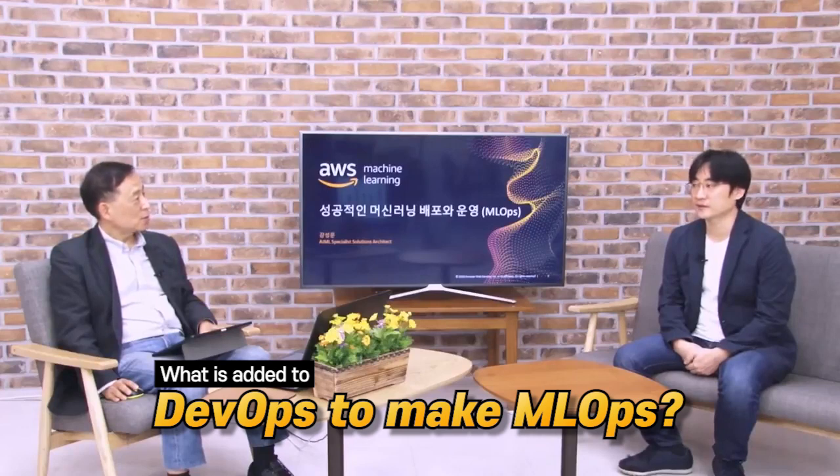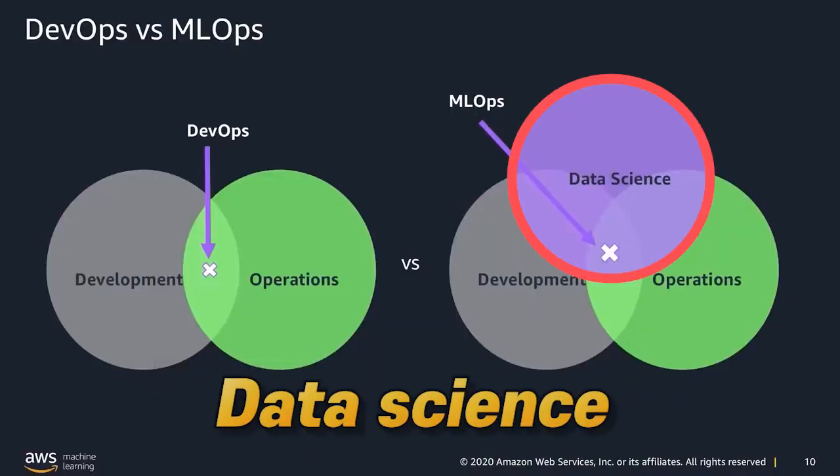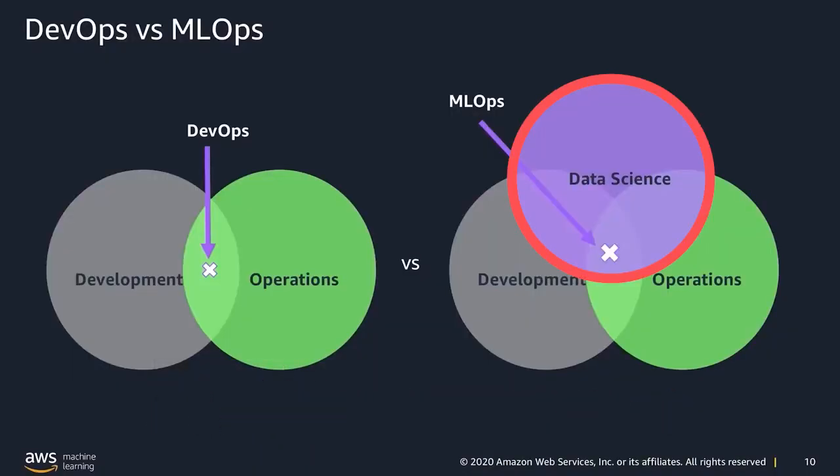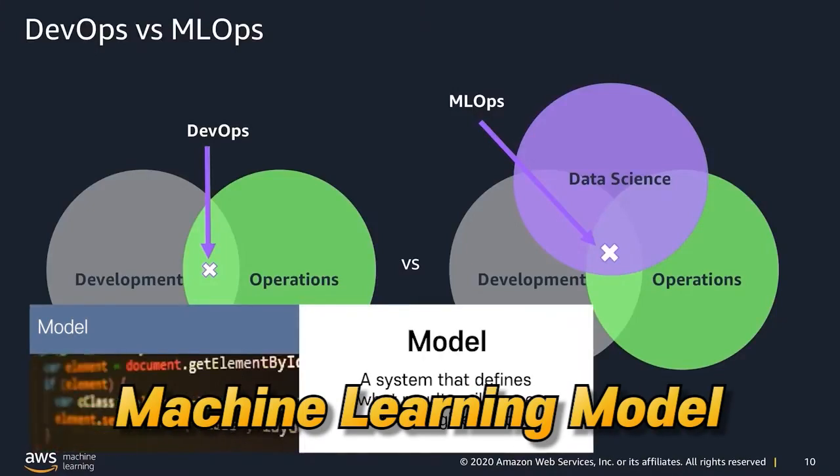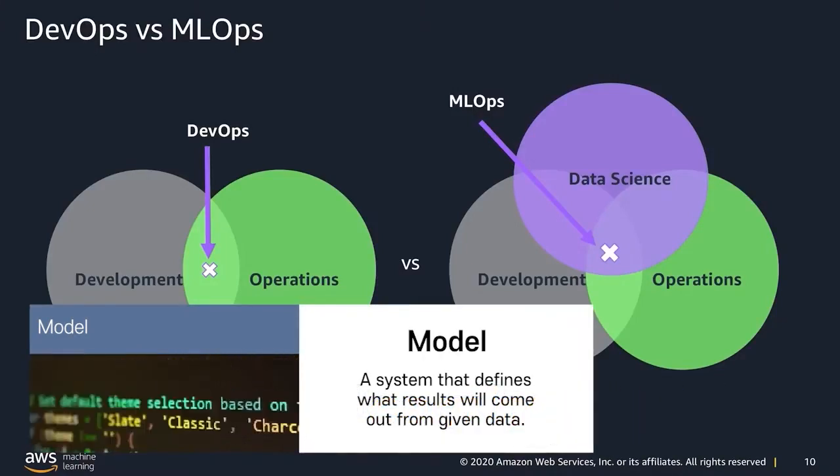The term DevOps is widely known now, but what exactly is added to DevOps to make MLOps? Please explain simply. Data science is added. If DevOps refers to the process of creating and managing applications, MLOps involves the application of machine learning to business systems. Applying machine learning to business systems requires the existing application infrastructure, as machine learning alone isn't enough. Additionally, it requires the output of data science work, which is the machine learning model. So, the process of creating the model is added to the workflow.